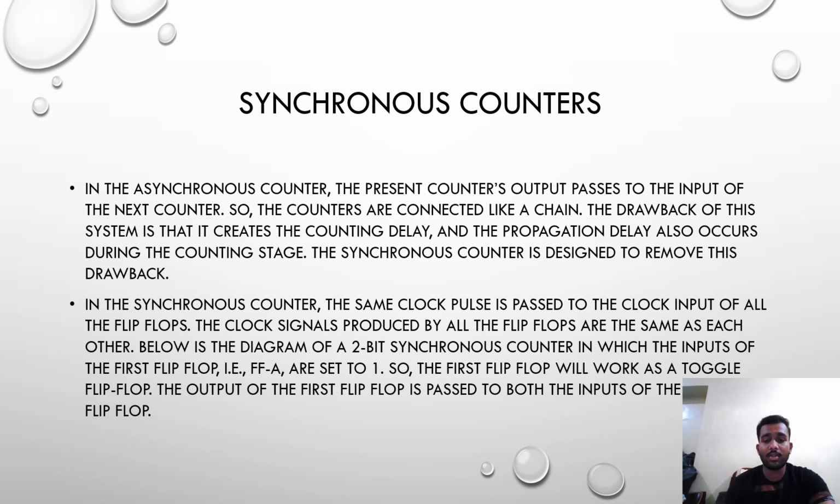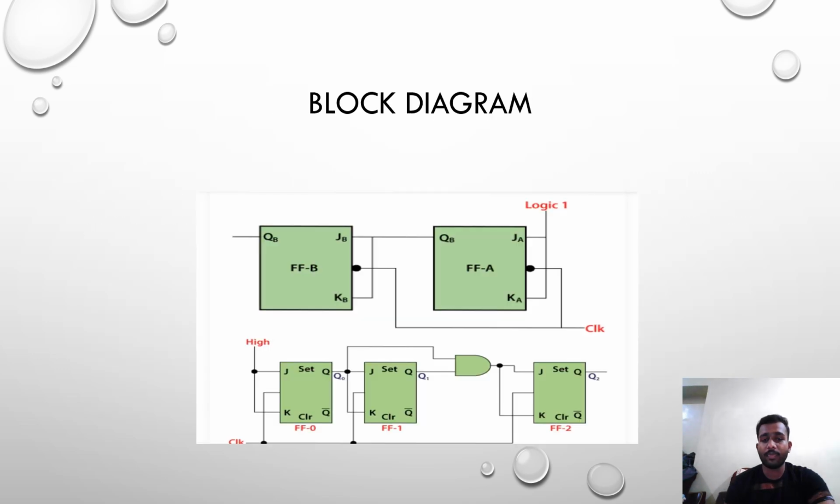In a synchronous counter, the same clock pulse is passed to the clock input of all the flip-flops. The clock signals of all the flip-flops are the same as each other. Below is the diagram of a 2-bit synchronous counter in which the inputs of the first flip-flop, that is flip-flop A, are set to 1, so the flip-flop will be working as a toggle flip-flop. The output of the flip-flop is passed to both the inputs of the next flip-flop. Here is a diagram.